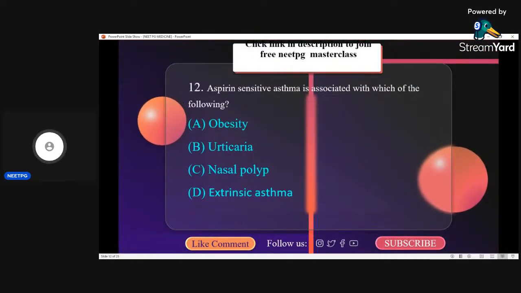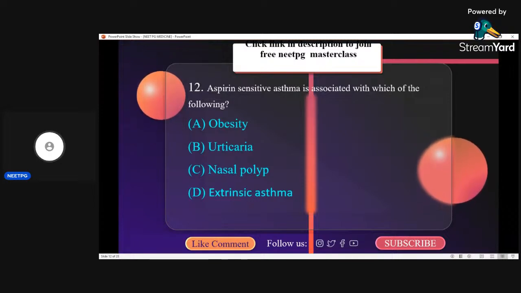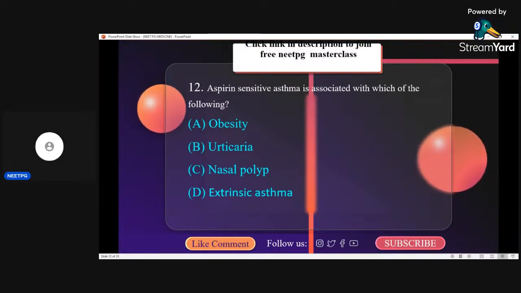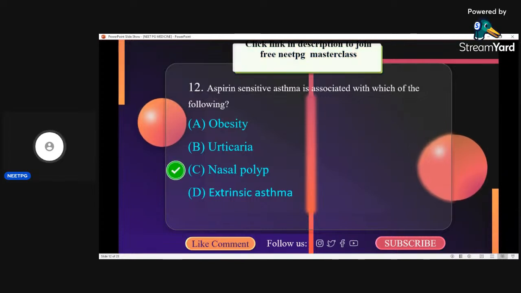Aspirin sensitive asthma is associated with A. Obesity, B. Urticaria, C. Nasal polyp, D. Extrinsic asthma. The correct option here is C, nasal polyp.